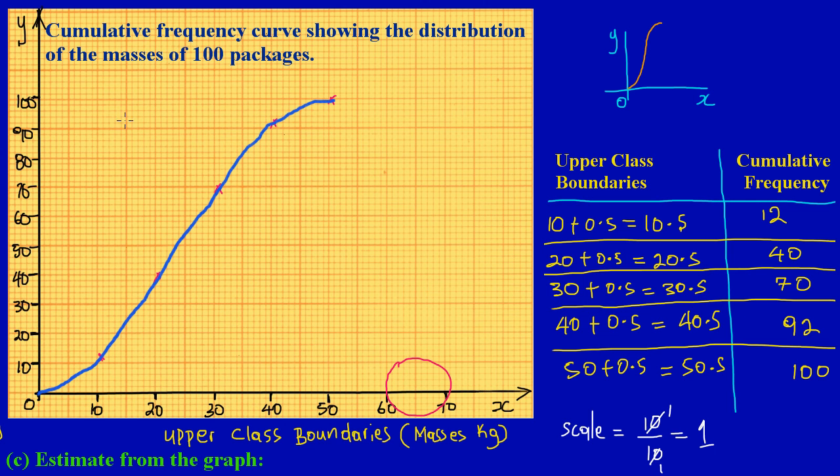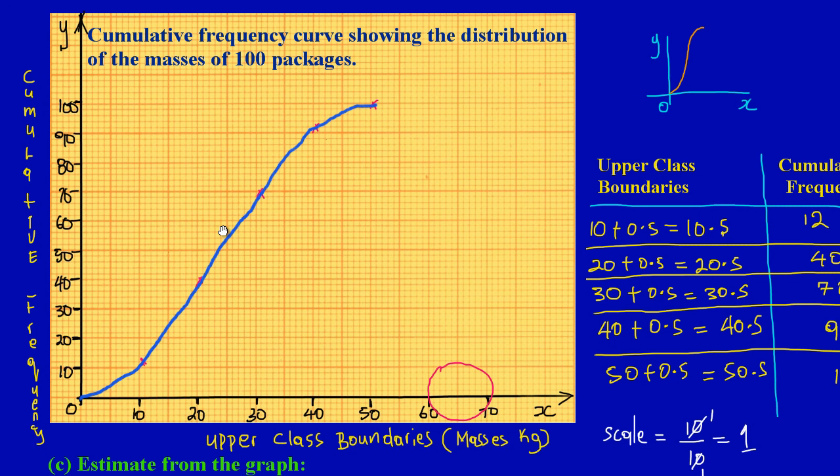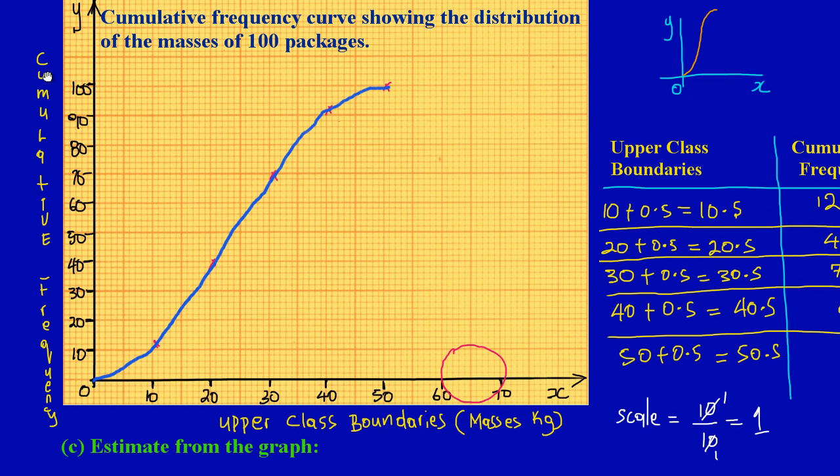It's that easy. As I have said, when you're drawing a cumulative frequency curve, we plot upper class boundaries against cumulative frequency, and as you can see on our diagram here, we plot cumulative frequency on my y-axis against my upper class boundaries on my x-axis.